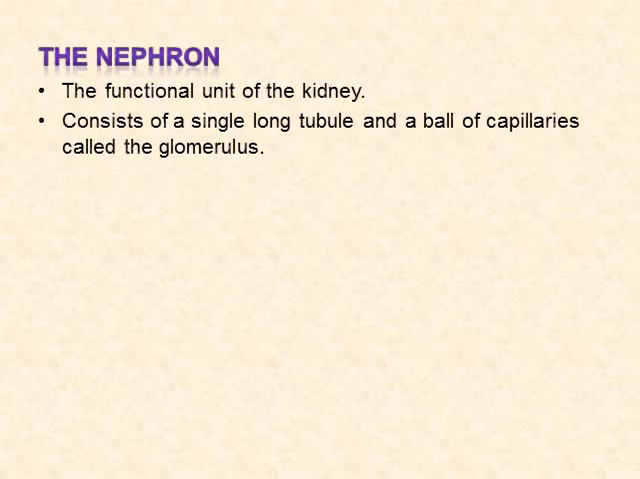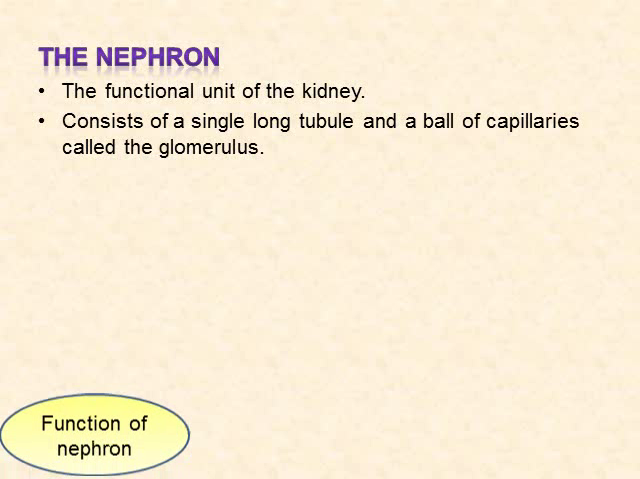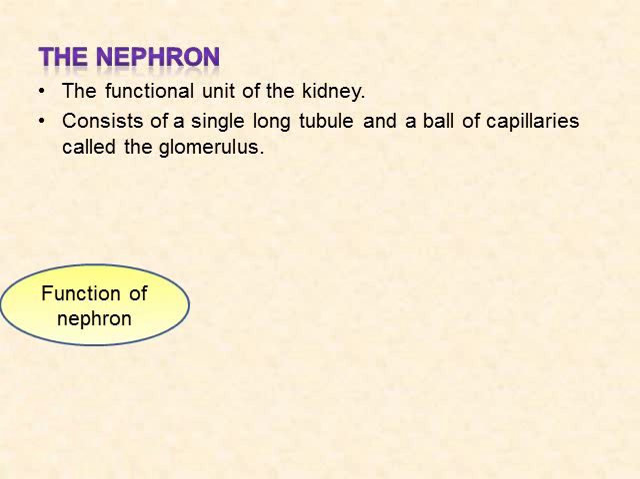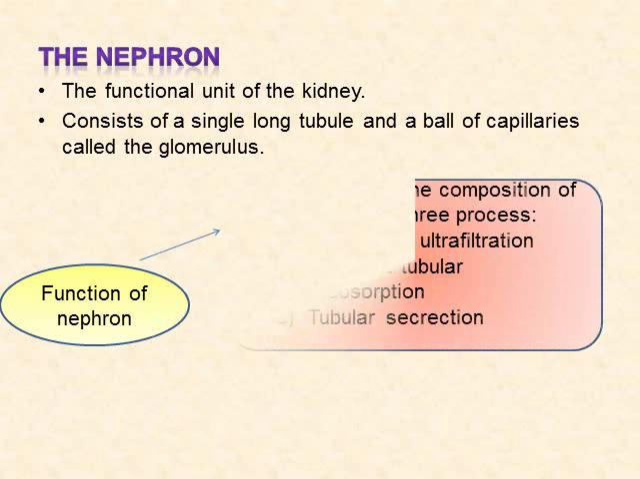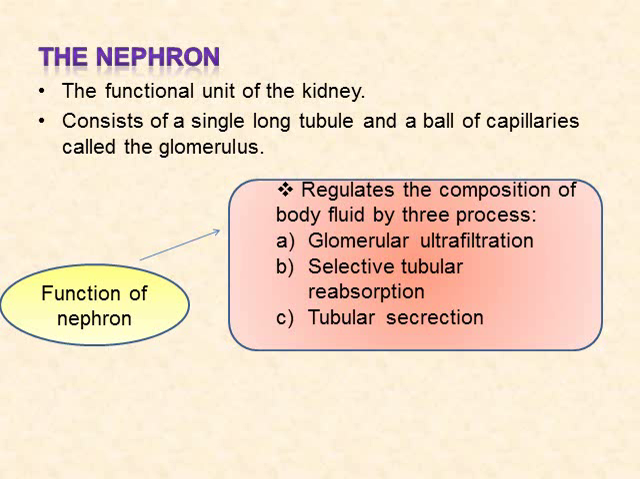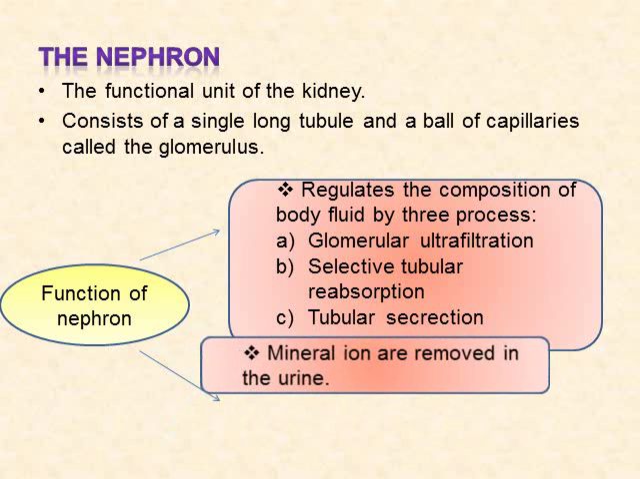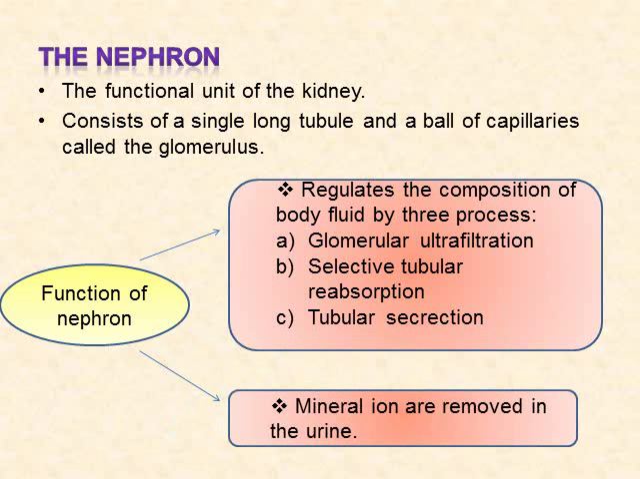The nephron. The nephron is the functional unit of the kidney. It consists of a single long tubule and a ball of capillaries called the glomerulus. Function of the nephron. It regulates the composition of body fluid by 3 processes: glomerular ultrafiltration, selective tubular reabsorption, and tubular secretion. Another function is that mineral ions are removed in the urine.